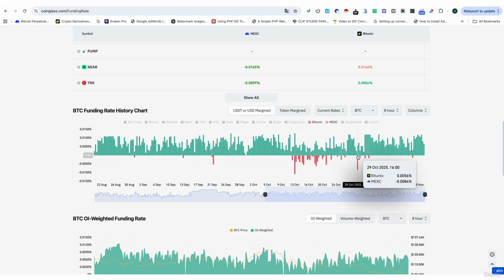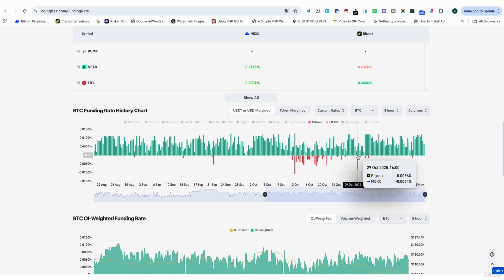Let's look at another example. Check the data for the 29th of October, 2025 at 4 p.m. At that time, Bitunix was showing 0.0056%, while MEXC was at negative 0.0084%. That creates a net funding rate of 0.014%, which is extremely attractive for arbitrage. Take your time and explore different days and times.